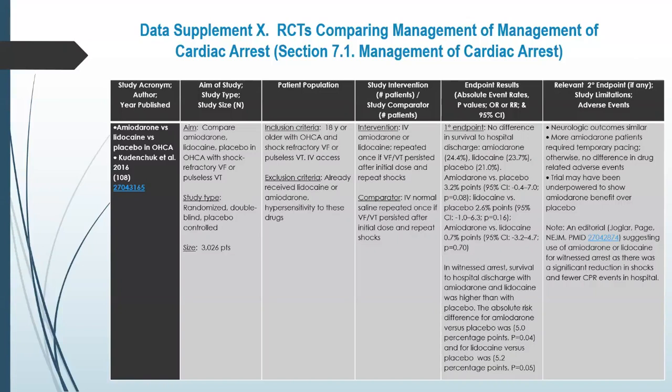Next column, patient population. Who was it? Basically, patients with cardiac arrest who had IV access and then had one of these arrhythmias. There were exclusion criteria. You can see if they already got the intervention. Study intervention, the next column, what was done: IV amiodarone or lidocaine or placebo.